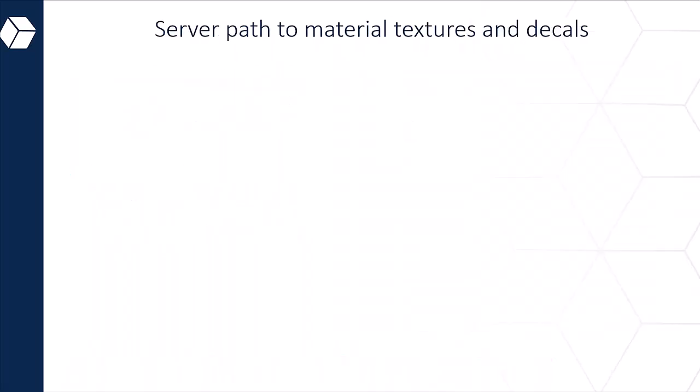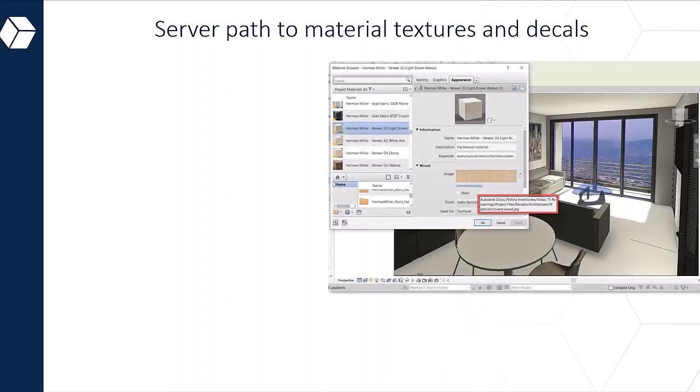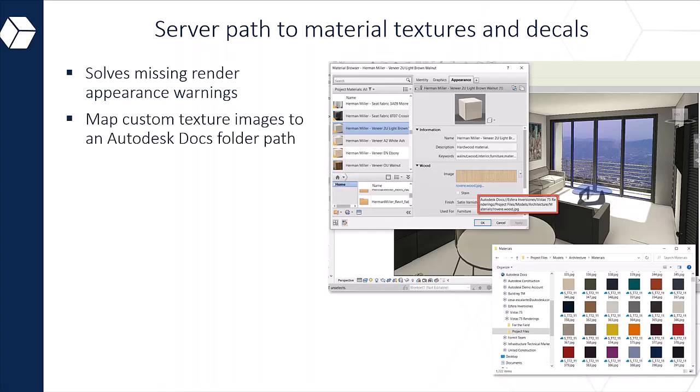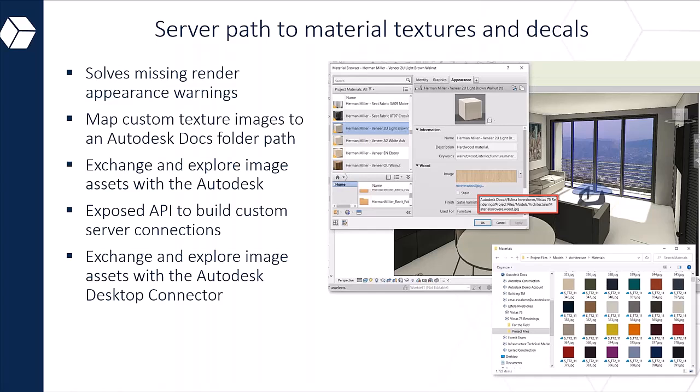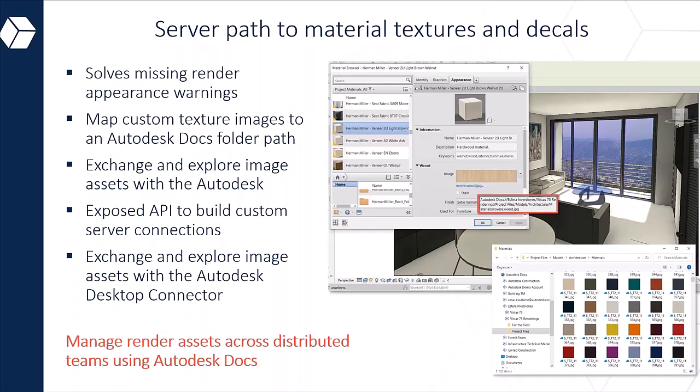Okay, and then still with materials, in terms of the location and the mapping of your materials. Prior to Revit 2023, if you're using work sharing on the cloud, you weren't able to map your material textures to your Autodesk Docs part. Now you can map that all the way to Autodesk Docs. You can also exchange and explore image assets with the Autodesk Desktop Connector. So from there, you utilize a file path from the Autodesk Desktop Connector, similar to when you use a file explorer, and that allows you to manage your render assets across distributed teams using Autodesk Docs.